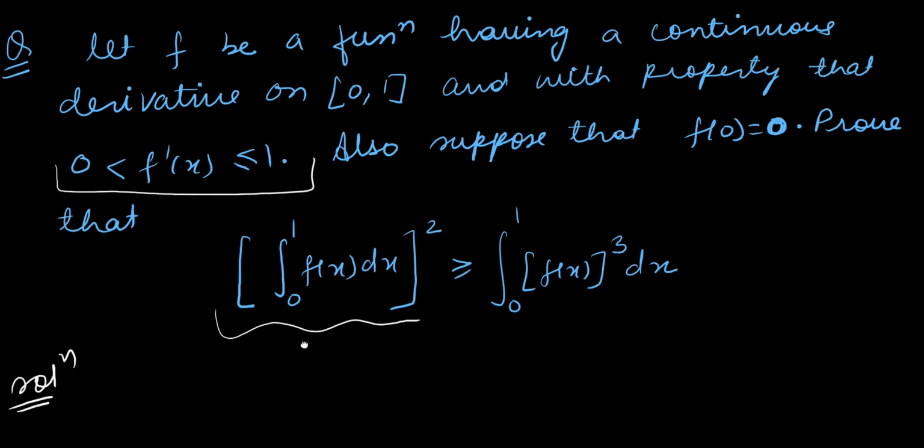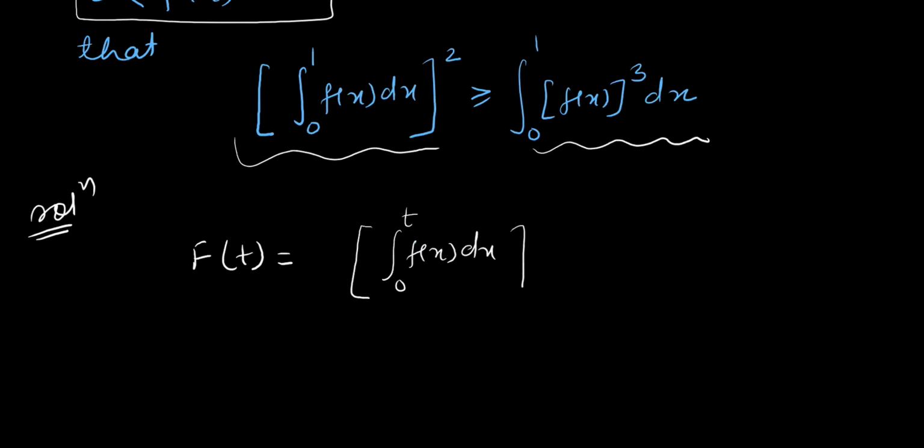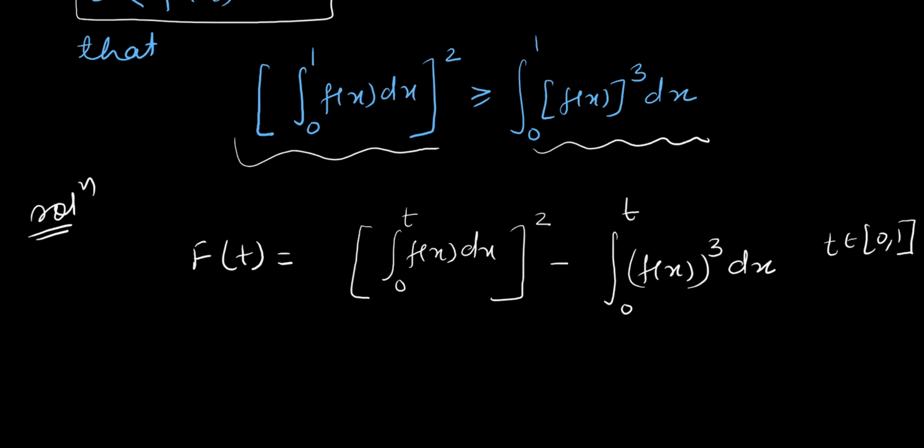How will we prove it? Look, I'm going to consider a new function F of t, by taking all the terms on one side and especially keeping the upper limit as t. So F of t is equal to (integral 0 to t of f(x) dx) whole squared minus integral 0 to t of f(x) whole cubed dx, and t belongs to the closed interval 0 to 1.